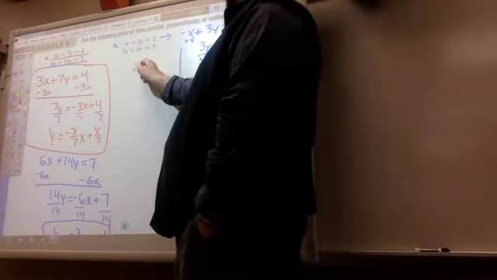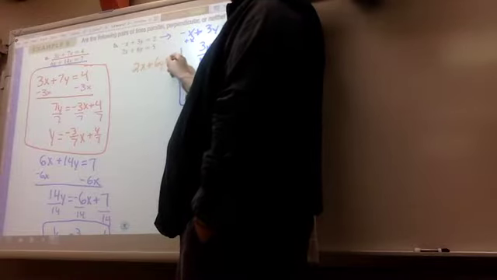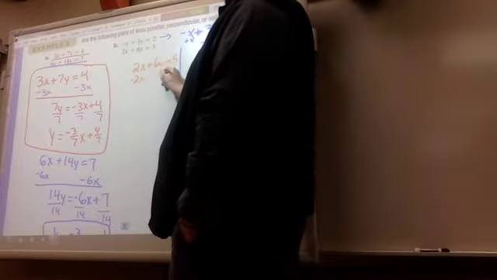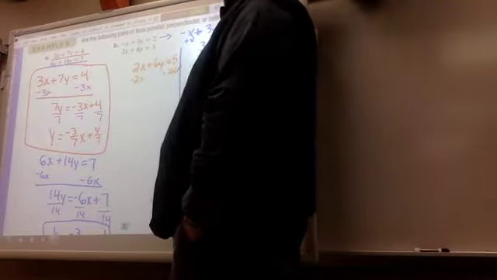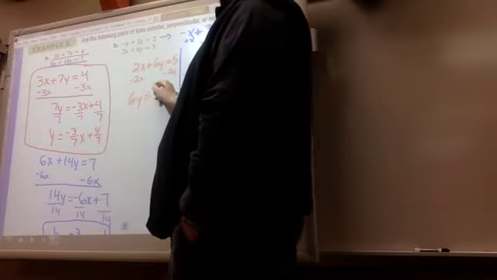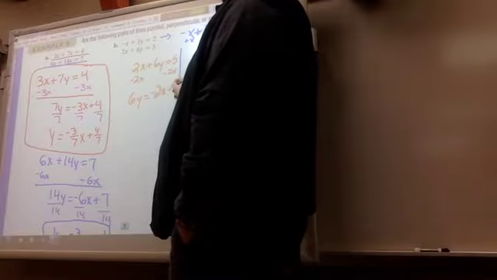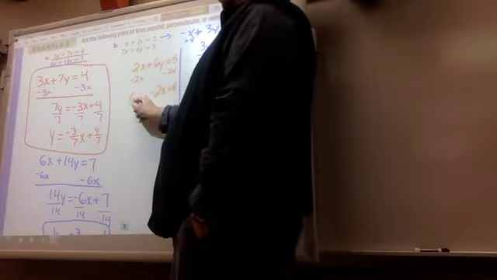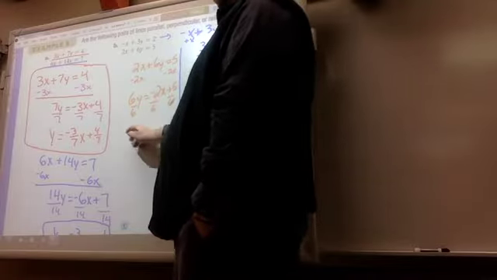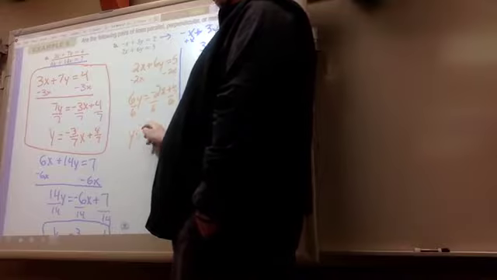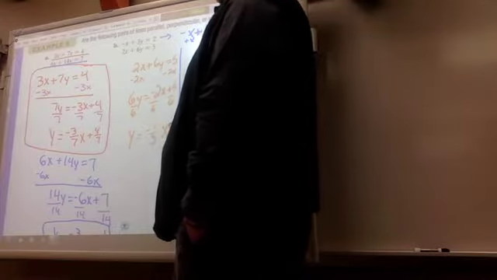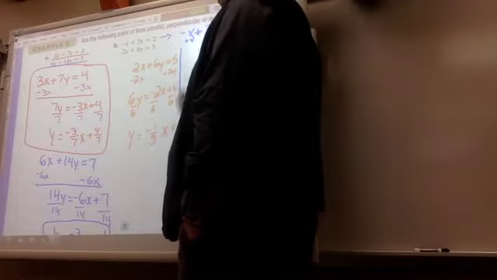Alright, 2x plus 6y is equal to 5. I subtract the 2x over. I get 6y is equal to negative 2x plus 5, divided by 6. I get y is equal to, when I reduce, negative 1/3 x plus 5/6.